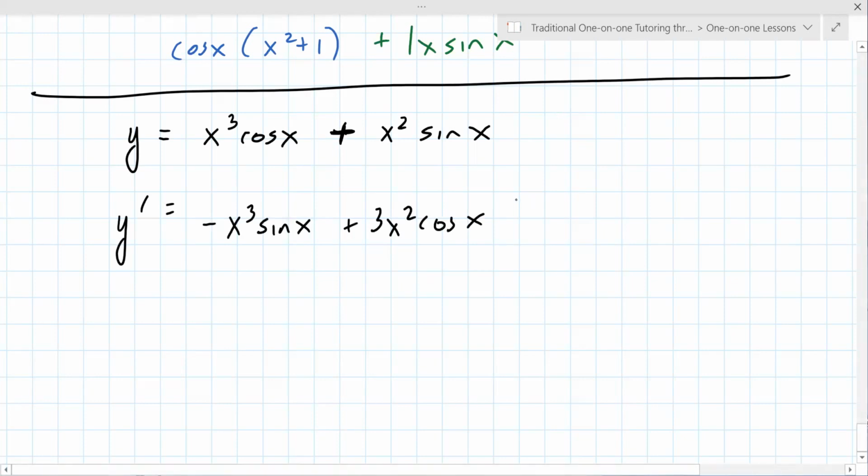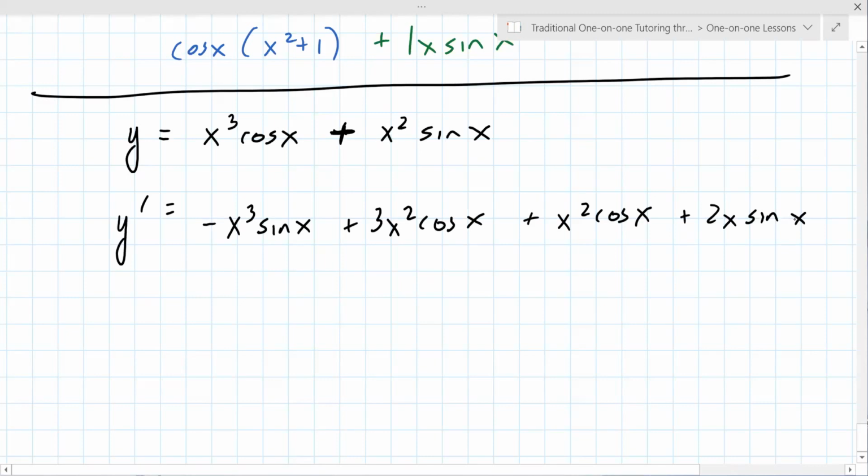Because isn't it a negative sign? Yeah, okay. So then we come over here. The derivative of sine is cosine, so it's plus x squared cosine x. And then it's plus 2x sine x.